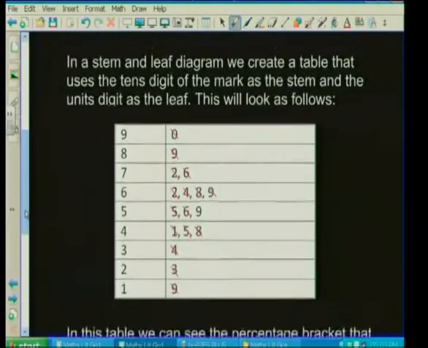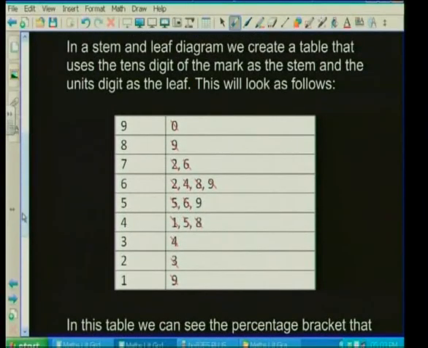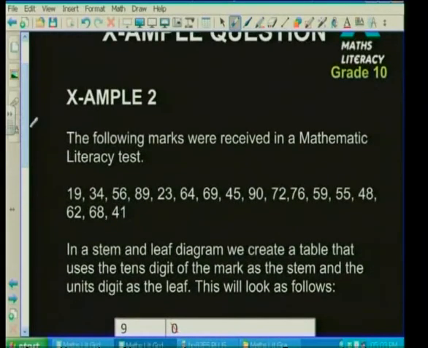What do I mean by that? Let's have a look at this. Okay, here's my stem and leaf. Now, when I want to represent the number 19, I've got a 1 this side. I'm just going to write a 9. If I had the number 45, I'm going to have the 4 there, and the 5 goes next to it. So let's have a look at these, and I'm going to draw my own table.